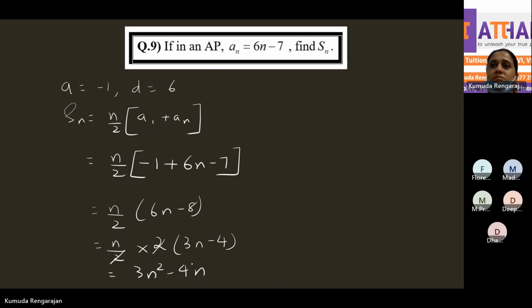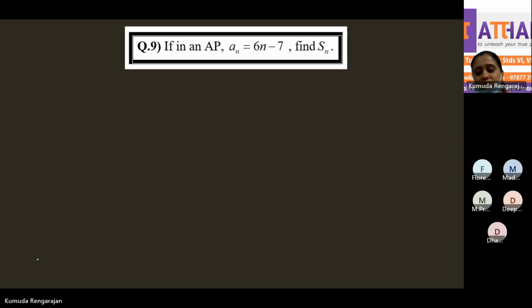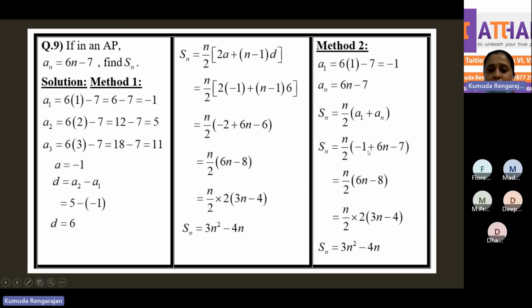All right? So to find Sn means, in the Sn formula, in place of A and D, you have to give some values. N is N. Or you can use the other formula also: n by 2 of the first term plus the last term, where the last term is 6n minus 7. I have got both the methods. So whatever I explained is here.